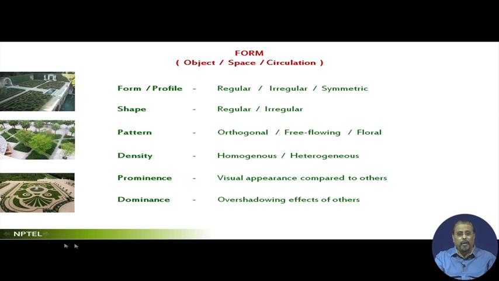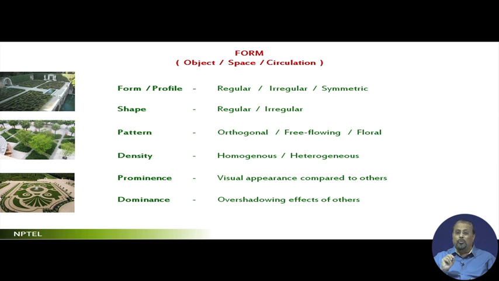Here in this particular pattern, if it is floral, still in some places you will find there is a little bit of free flow. The thing is how you express it. So in terms of spaces, in terms of objects, these are working. The density is whenever you are thinking about different elements within it, the density of that particular space or object.